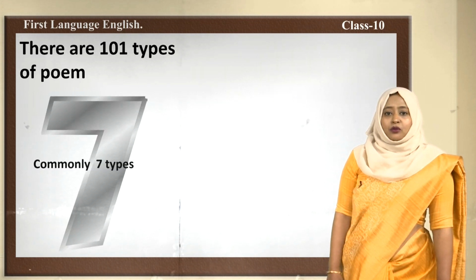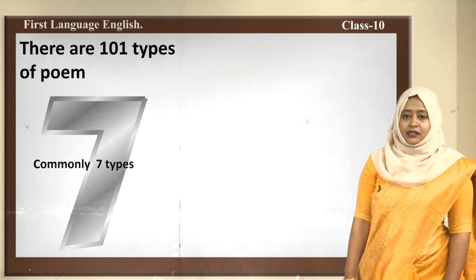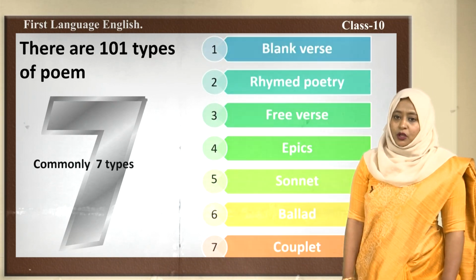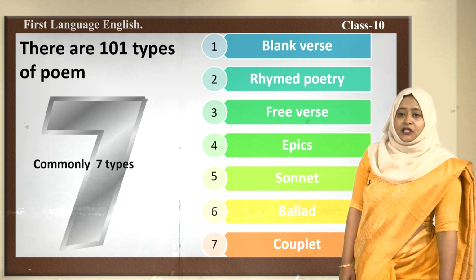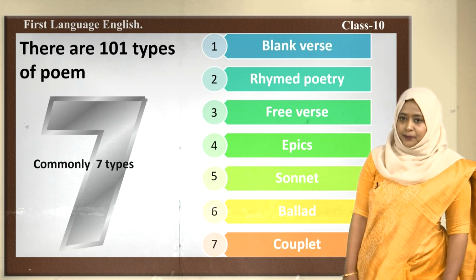There are about 101 types of poems, but we see 7 common types of poems. What are they? They are blank verse, rhymed poetry, free verse, epics, sonnet, ballad and couplet. So this is a list of 7 regularly used poems which we need to understand.